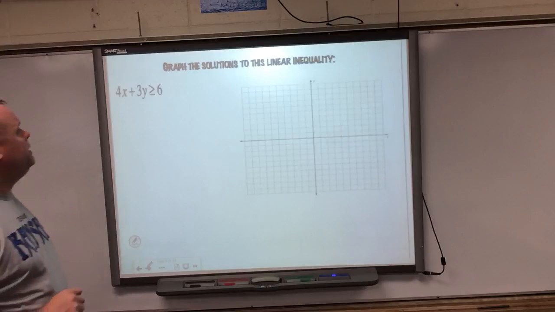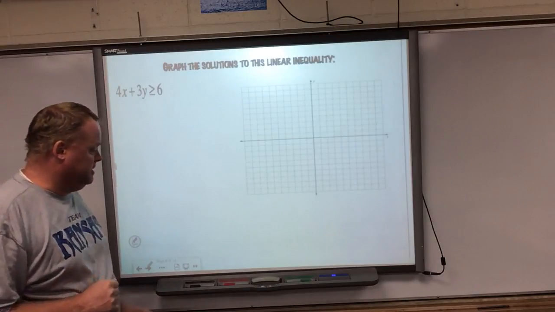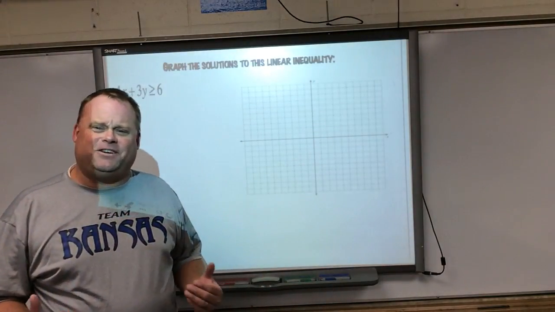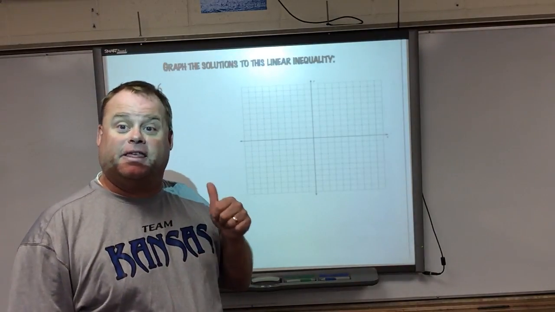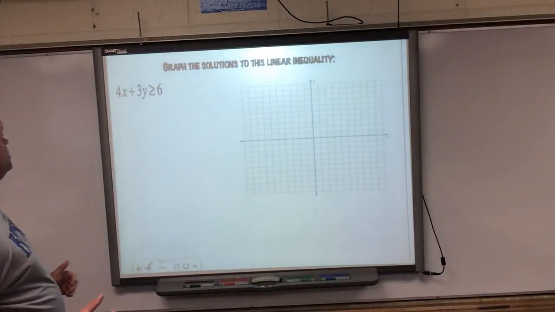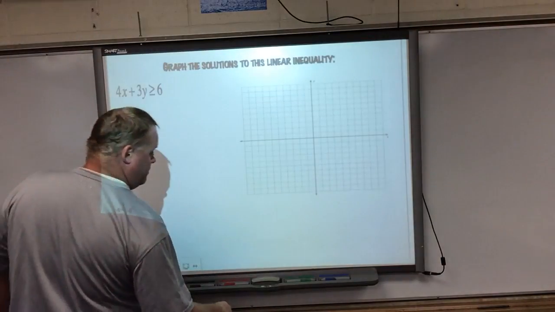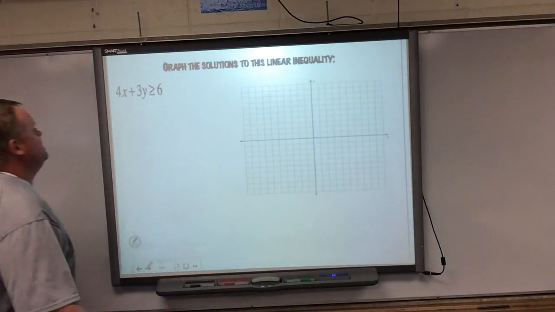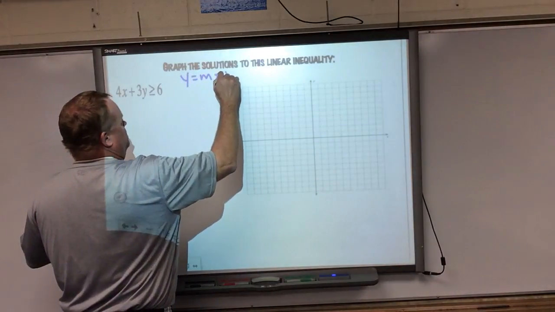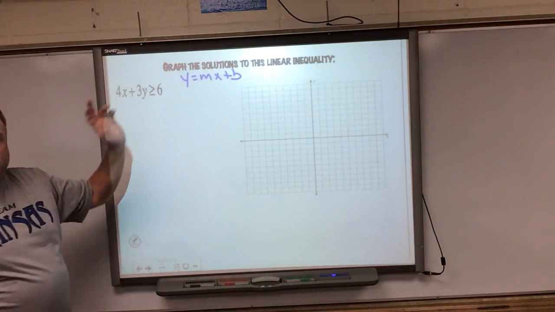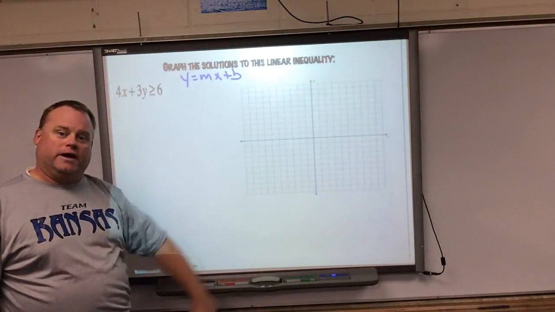4x plus 3y greater than or equal to 6. You're maybe wondering, why did we do that standard form and move it into y equals mx plus b? This is the reason. All right. So I've got 4x plus 3y greater than or equal to 6. I know I need it in y equals mx plus b form, even though I'm using inequalities. That is the form I need it in.